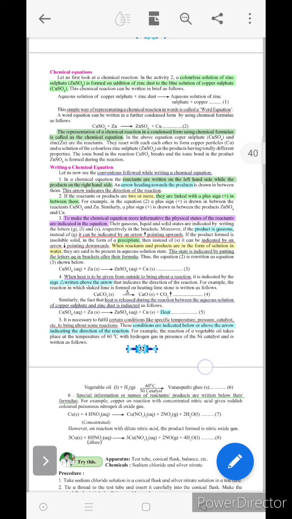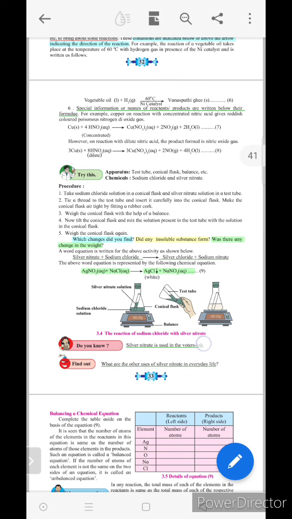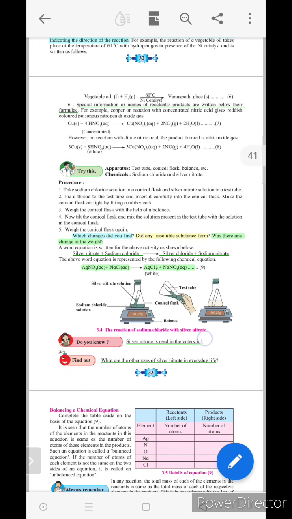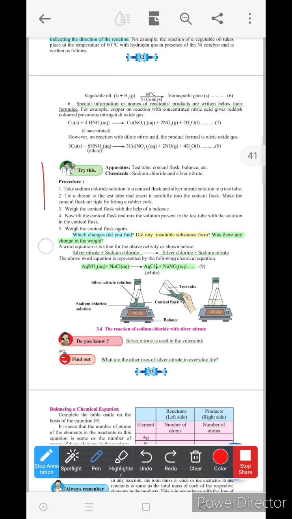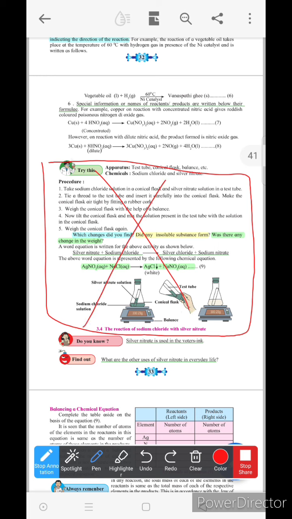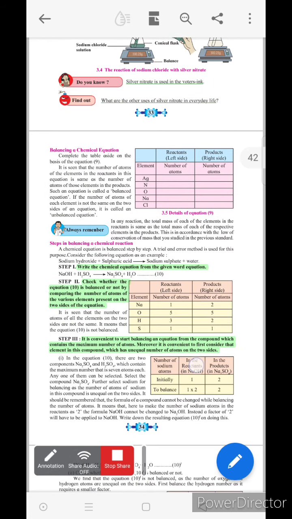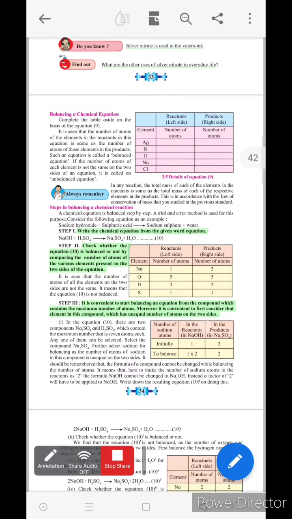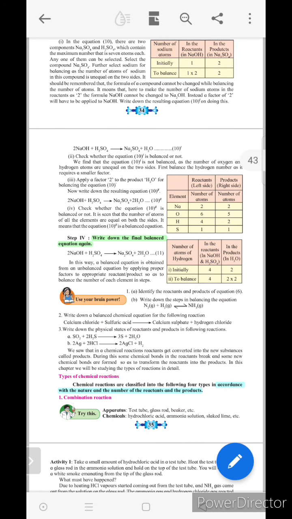Page number 33, try this experiment is there. And in try this, the total experiment is removed. You don't have to study that experiment. Now we will move on to the next page. Page number 34, there is no reduction. Balancing equation will come in your exam.